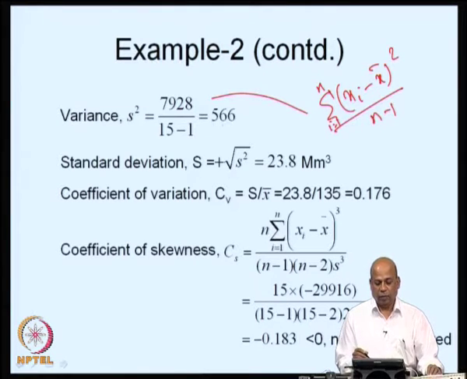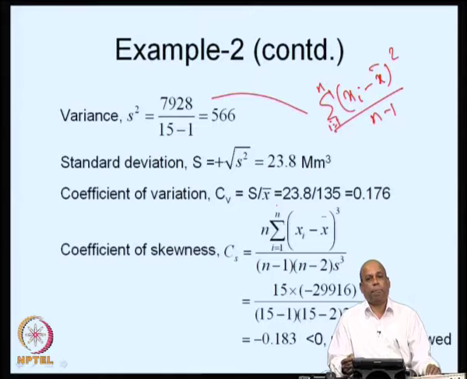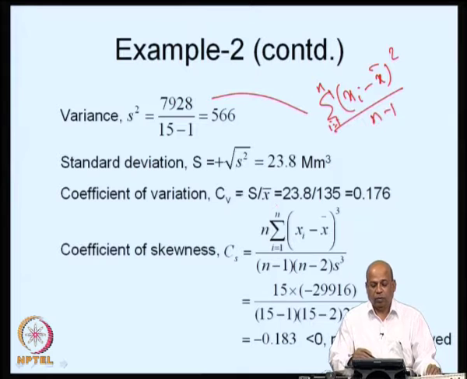Similarly, you take the standard deviation, which is the positive square root of the variance, and you get 23.8 million cubic meters. Then we get the coefficient of variation, which is s by x bar. Recall that we define the coefficient of variation to obtain a unitless measure of the spread or the deviation. So, you get s by x bar as 0.176.